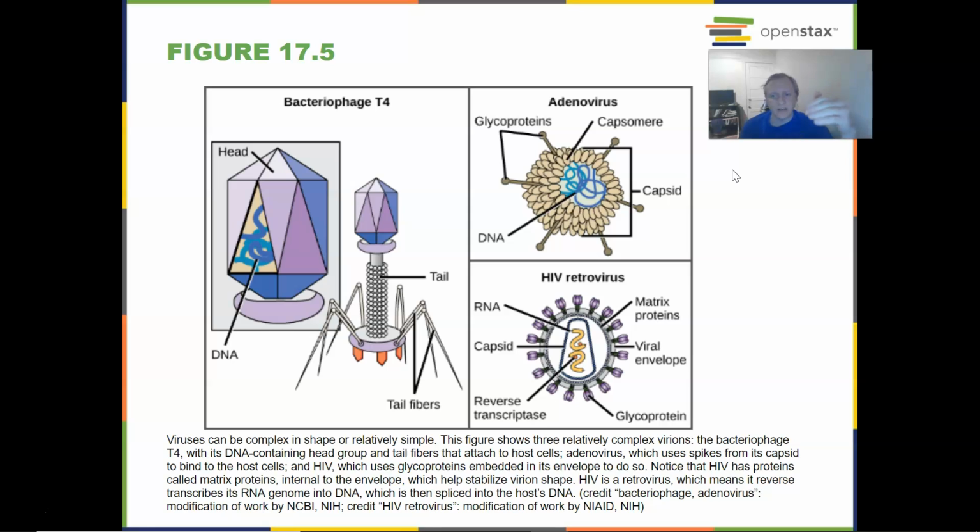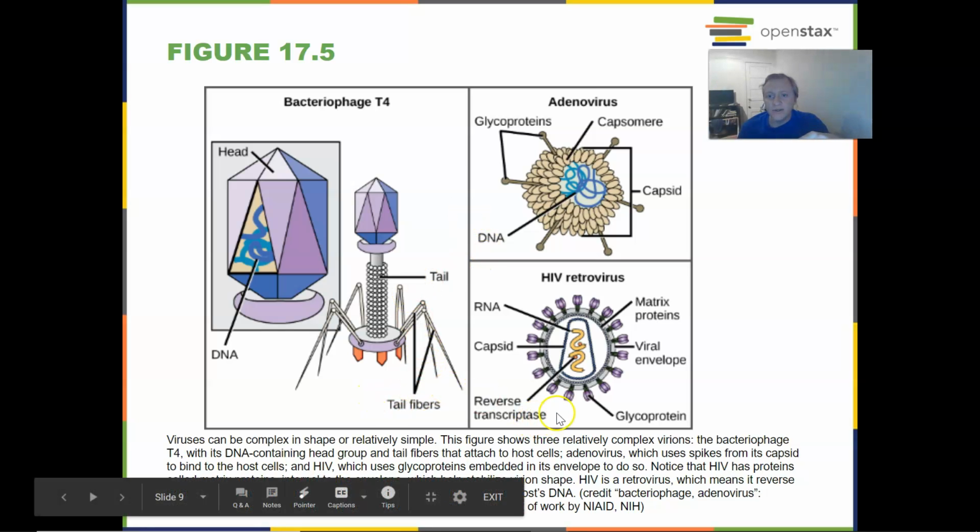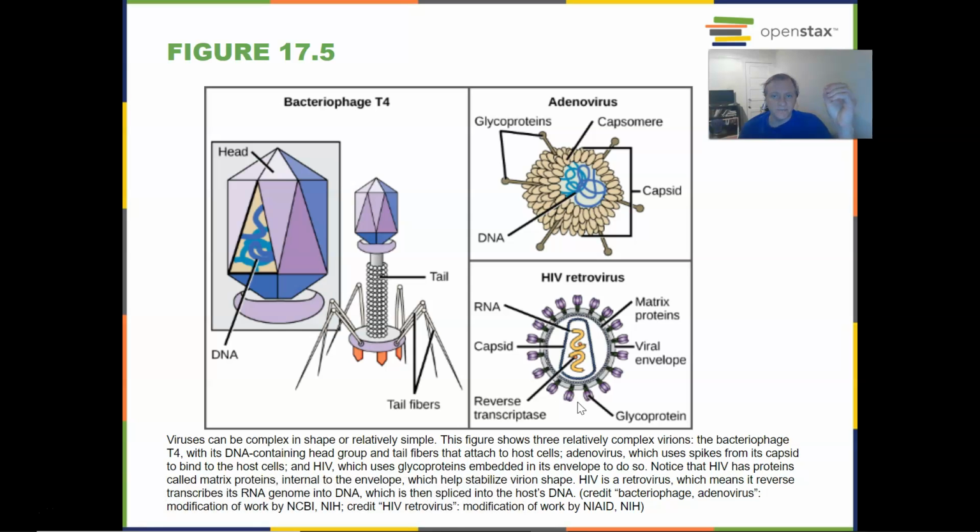This figure 17.5, you don't need to worry about all this text, but what this is showing is that viruses can be incredibly complex, like this bacteriophage that looks like a weird alien ship, or they can be relatively simple, like this adenovirus over here. All viruses share a capsid and genetic material. They also are going to have these glycoproteins that they're going to use to interact with cells. They interact with specific kinds of cells.